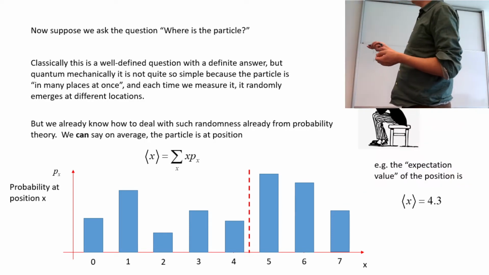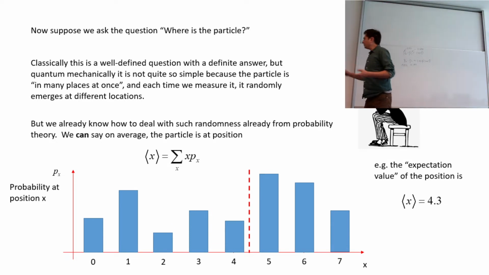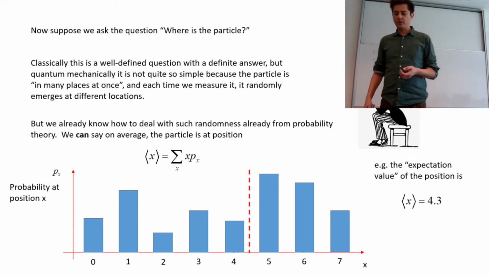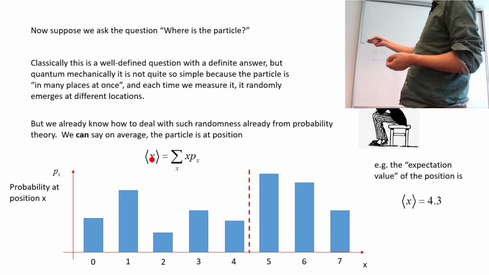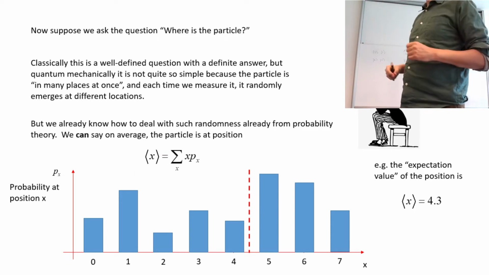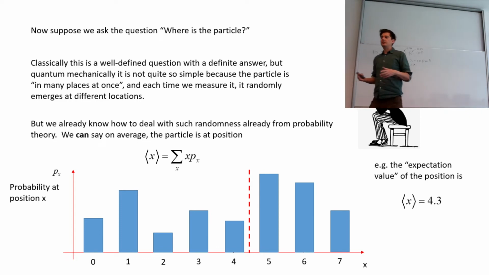So basically what we do here is we look at the probability, and then we multiply it by the position, and then we sum over all the different outcomes. You know how to calculate an average, but that's basically what we do here. And the notation that we're going to use for average is this kind of brackets thing. The brackets around something basically mean the average of x.